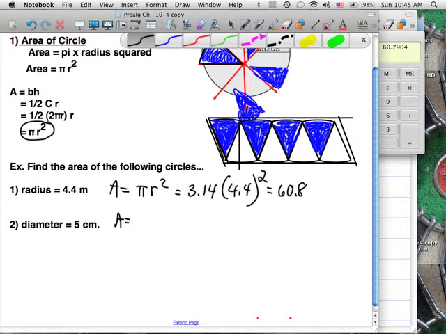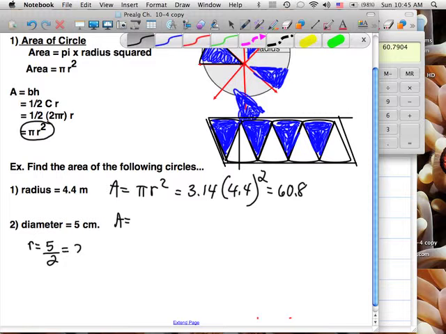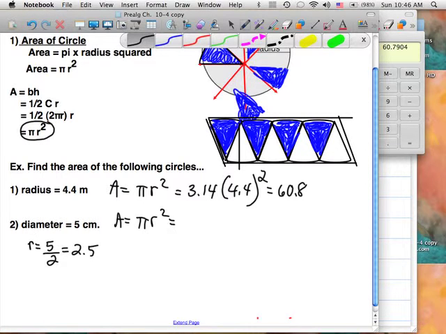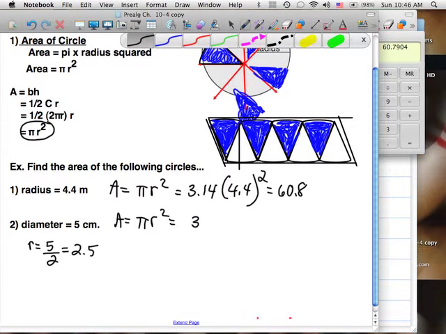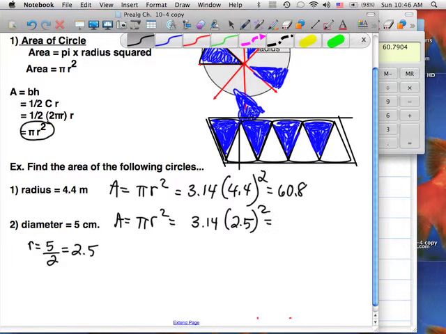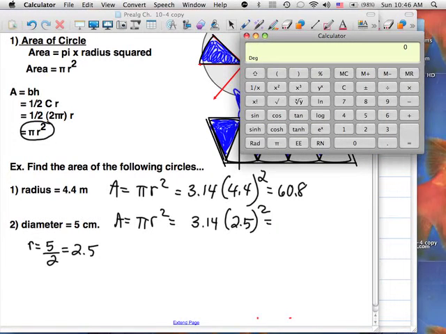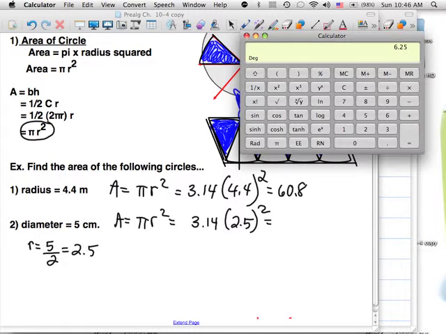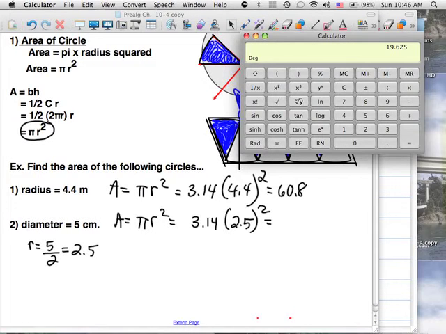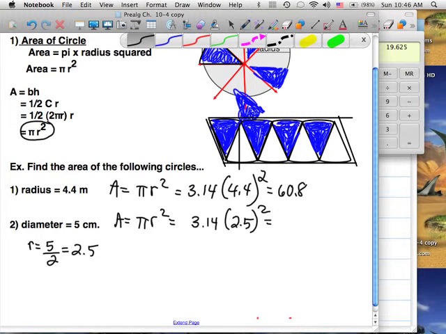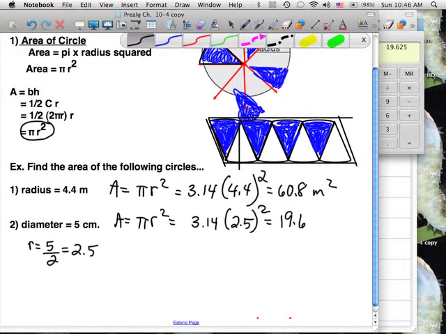The second one, we have a diameter of 5, but we need the radius, so the radius is 5 divided by 2, or 2.5. So I would use pi r squared again. And again, 2.5 is not divisible by 7, so I'd use 3.14 times 2.5 squared. Remember, you square first, so 2.5 squared times 3.14 gives me 19.625. Rounded to the nearest tenth, that would be 19.6. And these are square units, so meters squared, centimeters squared.